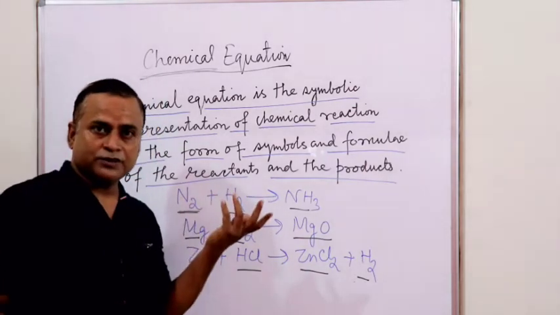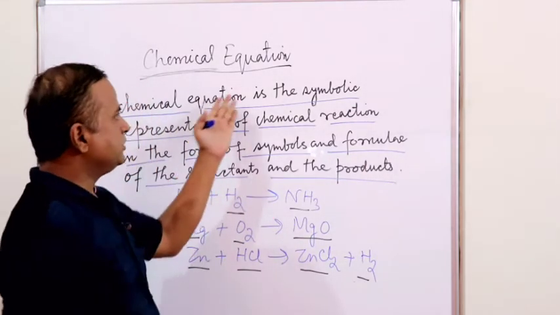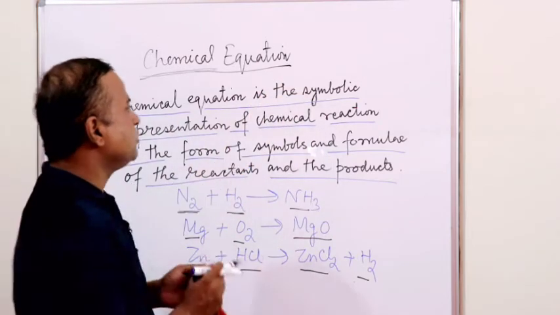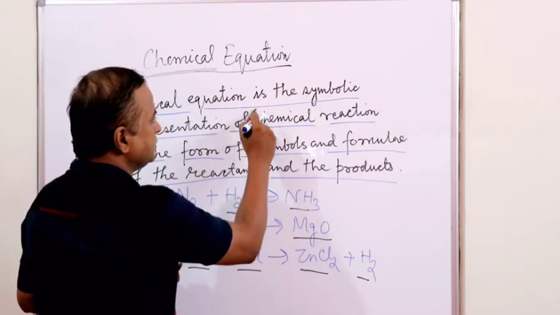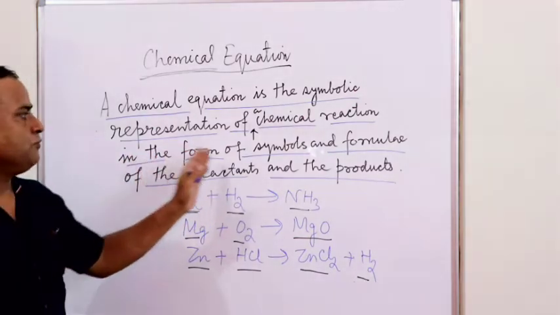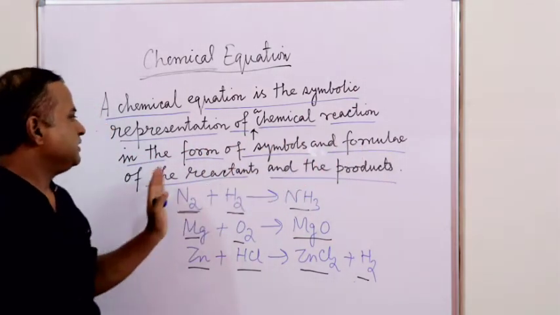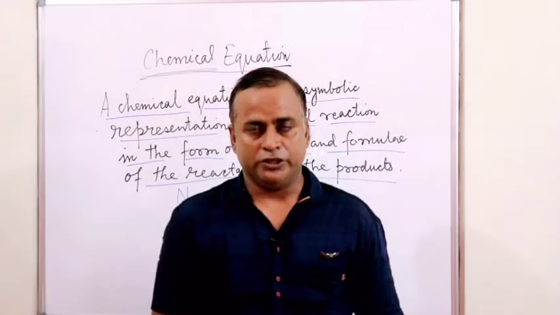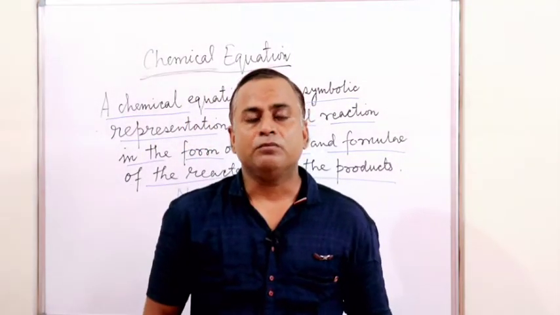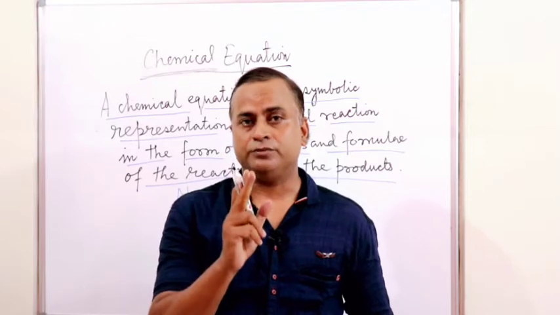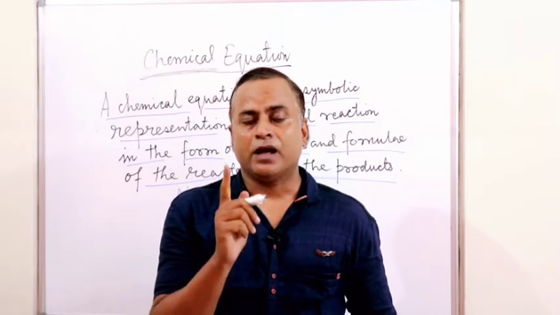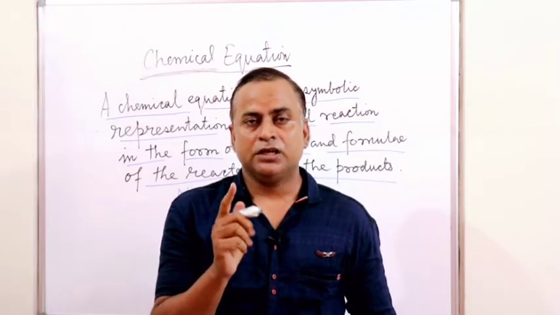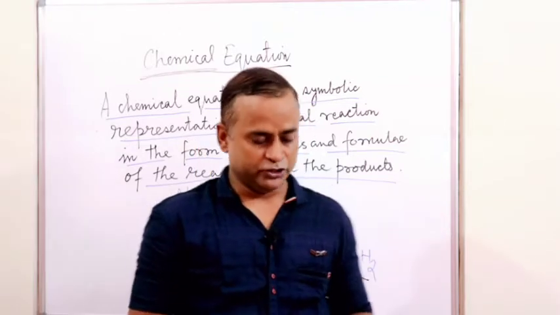So how to define a chemical equation? A chemical equation is the symbolic representation of a chemical reaction in the form of symbols and formulae of the reactants and the products. So this is a chemical equation. Now students, a chemical equation can be of two types. One, unbalanced chemical equation. Two, balanced chemical equation.